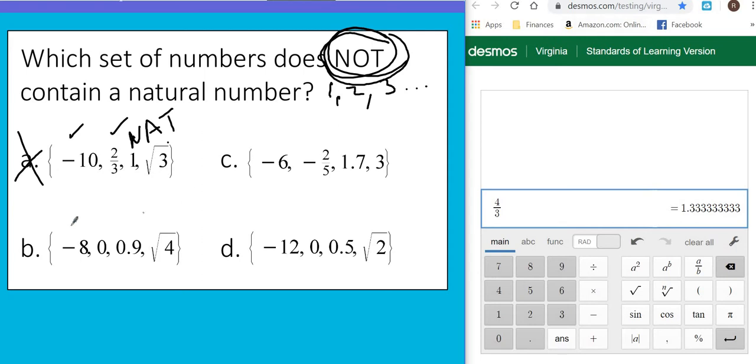So let's go to the next one, B. Can you have -8 hairs on your legs? You cannot. So that one works. Can you have 0 hairs on your leg? Absolutely not. I'm sorry. Doesn't matter how smooth your legs are, you have hair. So that one's out too.